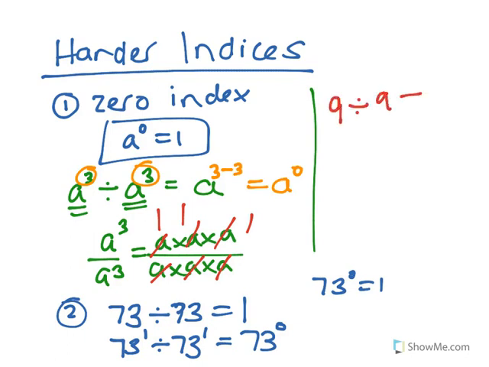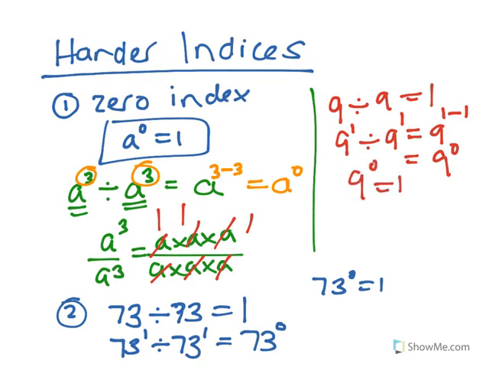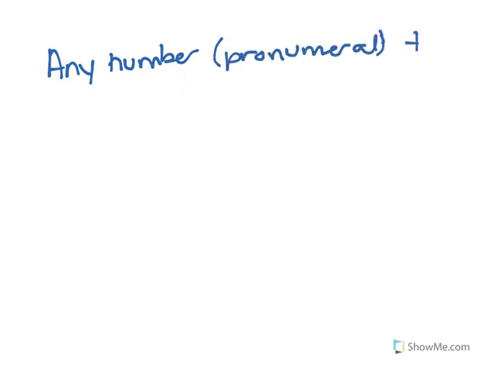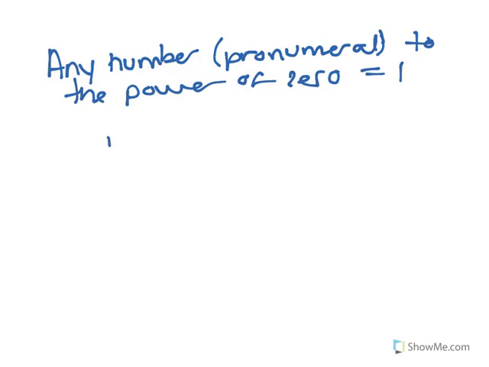9 divided by 9 is 1, but 9 to the 1 divided by 9 to the 1 is 9 to the 1 minus 1 using index laws, which should be 9 to the 0. So 9 to the 0 is 1. So basically, any number, and a pronumeral is a number, to the power of 0 is 1. Okay, so a to the 0 is 1.